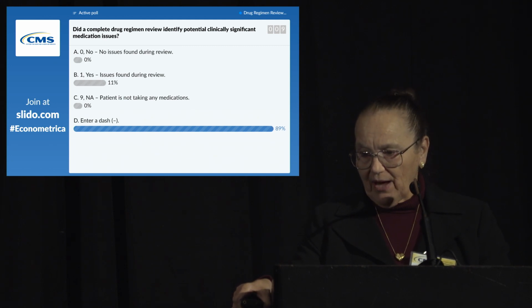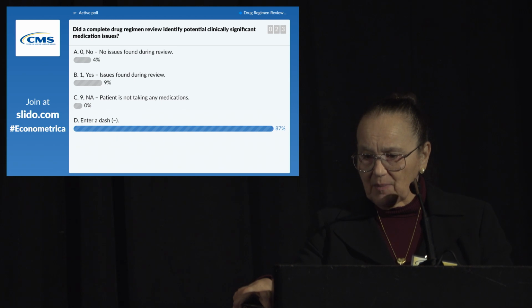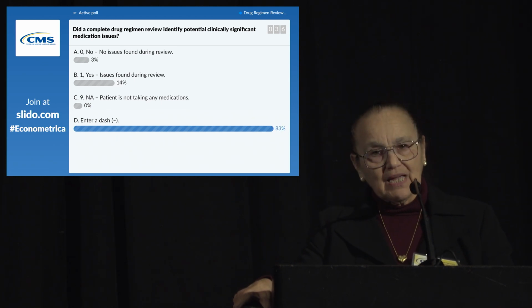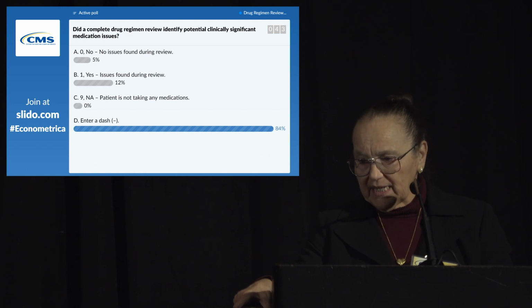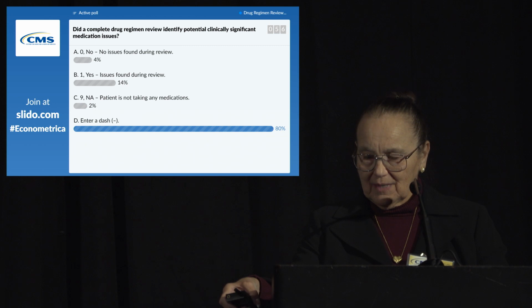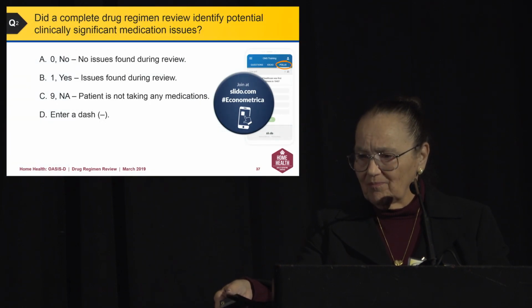Yes, issues were found. 9, not applicable, the patient is not taking any medications. Or enter a dash. It looks like the majority are leaning toward entering the dash, that there was no information. Let's go back to the slides and see if they were right.